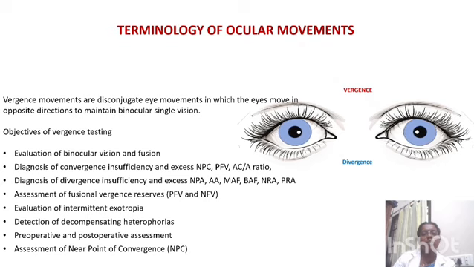Vergent movements are disconjugate movements where the eyes move in opposite directions. These movements maintain binocular single vision during changes in fixation distance. Vergent testing is important in diagnosing convergence insufficiency, divergence abnormalities, and assessing functional vergence results.